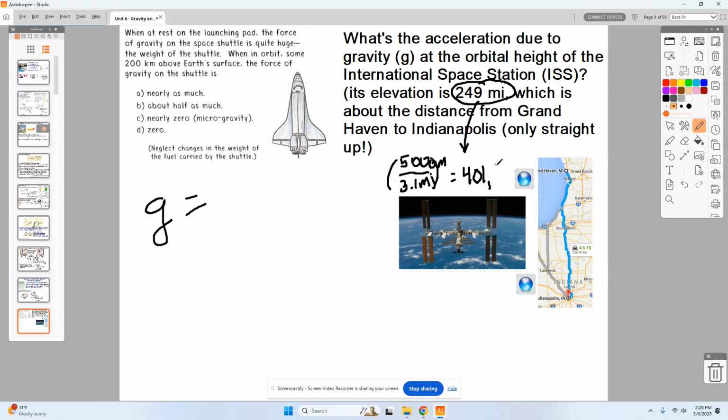I didn't get 417 before. So 401,613? Okay. Again, folks, that distance is how high up the International Space Station is from the surface of the Earth. Calculate G up there. See if you're able to do it.